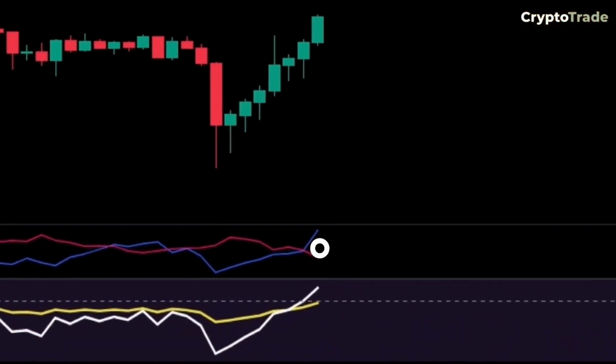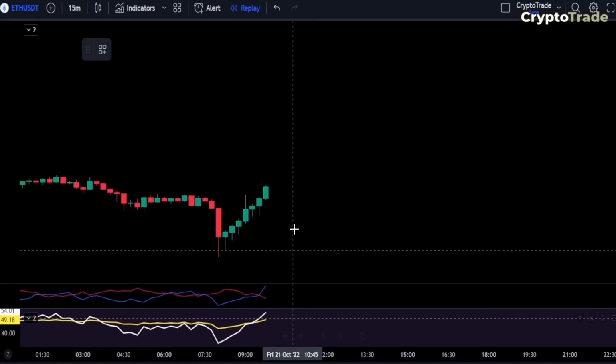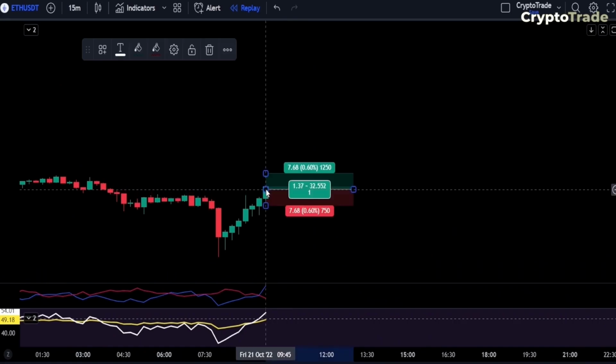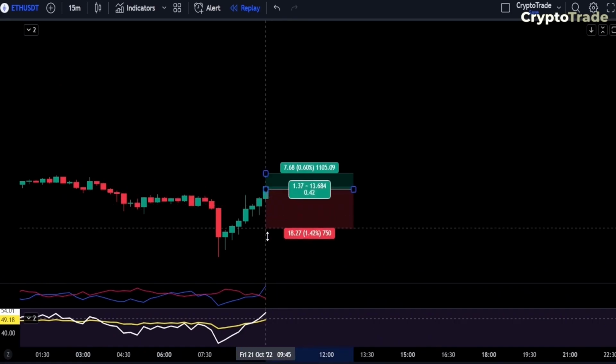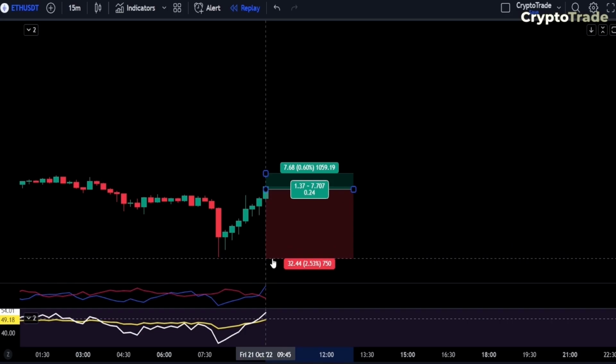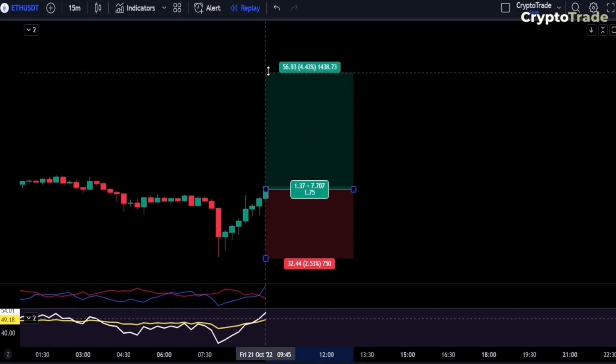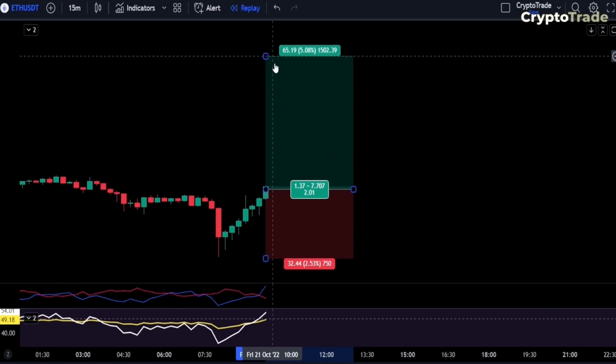Vortex blue line crosses the red line upwards. RSI white line is above the yellow line and above the middle line. As these conditions are met, place a buy order at the close of the candle. Place the stop loss below the nearest swing low. The risk to reward ratio will be set to 1 to 2.